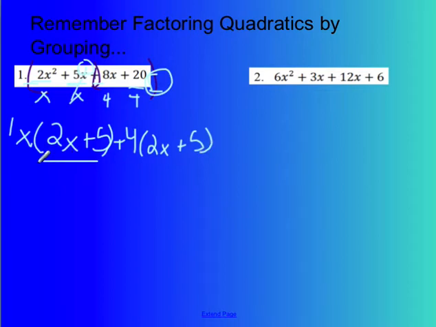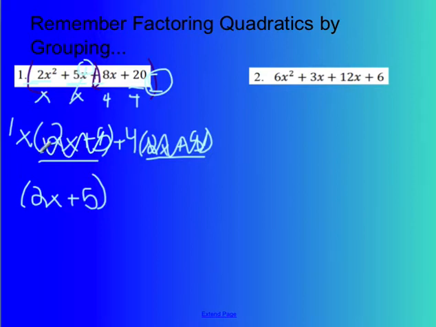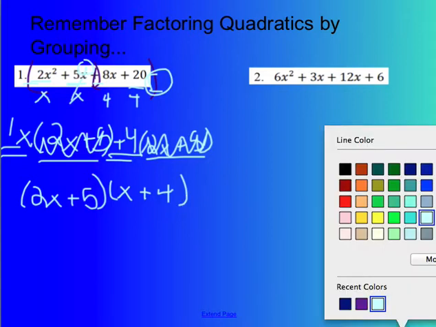So we have 2x plus 5 and 2x plus 5. So we're going to write out 2x plus 5. And because our leftovers are matching, we can go ahead and pull those out. And then we're going to write what's left after that, which is x plus 4. So we get 2x plus 5 times x plus 4 as our final answer for number 1. Let's take a look at number 2.